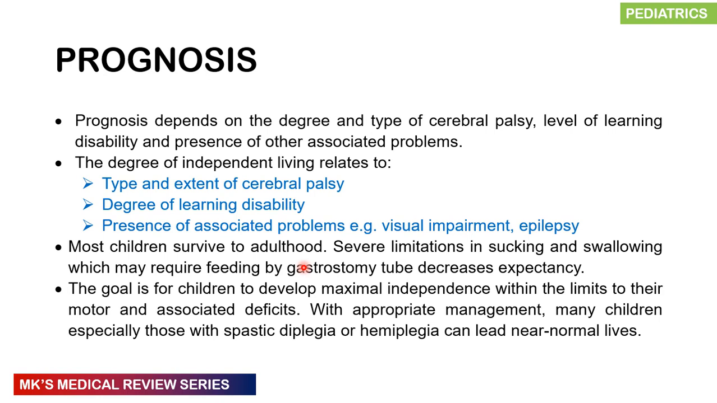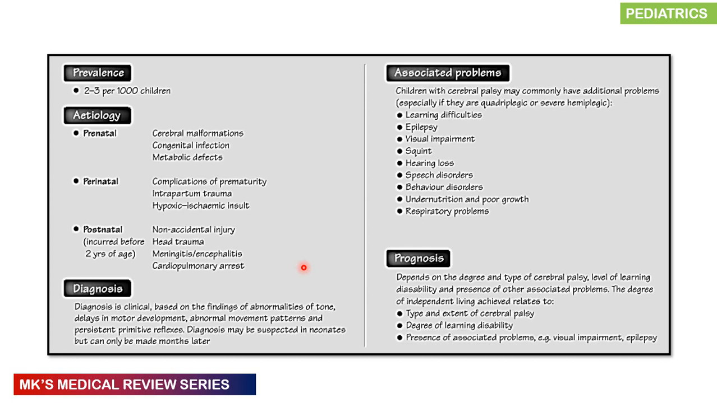Remember that the goal of the management of these CP patients is you want to help them develop maximal independence within the limits, such that they can actually work with their motor disabilities and even the associated defects, and with this appropriate management, many children with CP, especially the spastic diplegia and hemiplegia, most of these can actually even live a near normal life. So here's a summary of everything that we have actually talked about, from the prevalence, the etiology, the diagnosis, the associated problems, and the prognosis.